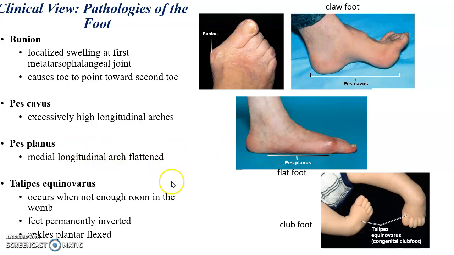And then finally we have talipes equinovarus. This is when the infant is born and the feet are pointing inwardly. This is also known as clubfoot. Basically, it occurs when there's not enough room in the womb and the feet are permanently inverted.